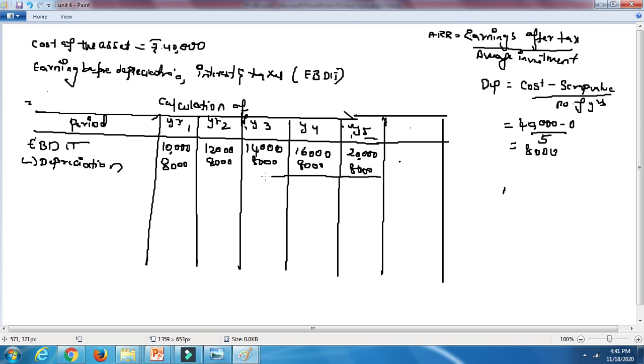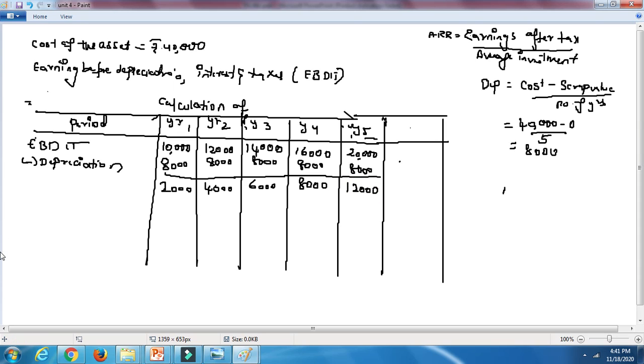So if you deduct this, how much will be remaining? First year 2,000, second year 4,000, third year 6,000, fourth year 8,000, fifth year 12,000.